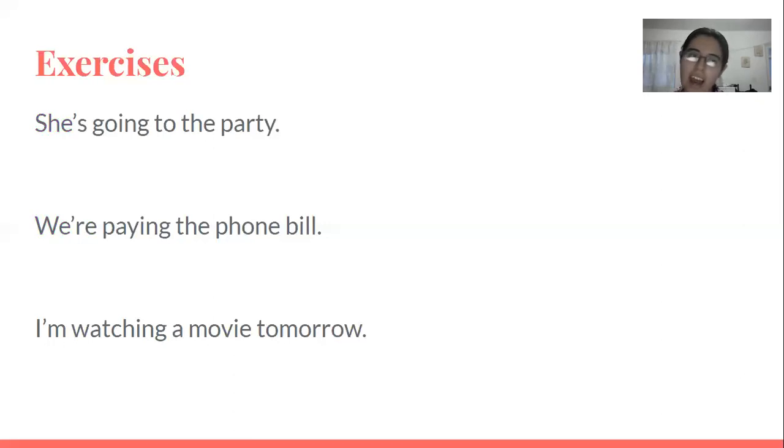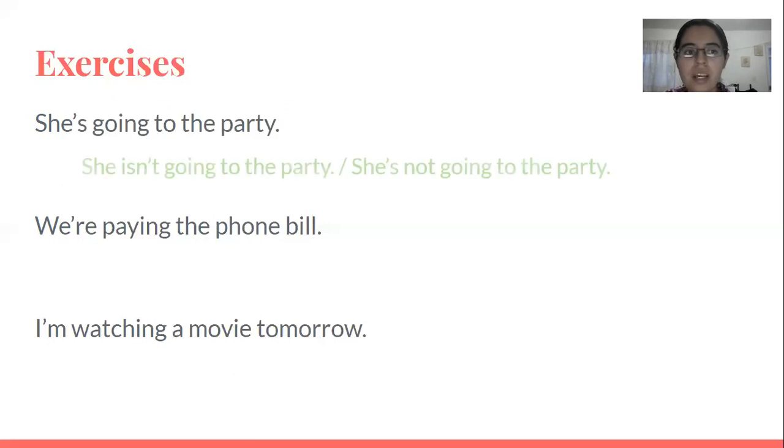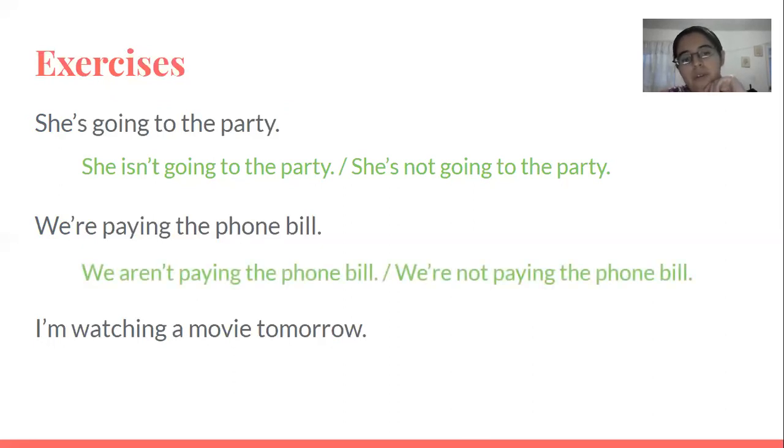Okay, so let's check the answers. The first one says, she's going to the party. How can we make that negative? It would be, she isn't going to the party, or she's not going to the party. The second one says, we're paying the phone bill. How can we make that negative? It would be, we aren't paying the phone bill, or we're not paying the phone bill.